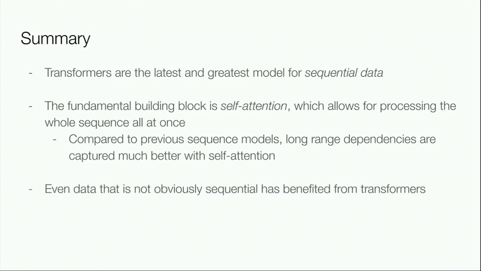And even data that is not obviously sequential, like images, turns out we can benefit from the idea of transformers as well, just by pretending that the image is a sequence, passing that through the transformer like we would any other sequence, and then reaping the rewards, because this architecture is just so darn good that we get a lot of benefits in a lot of different places.